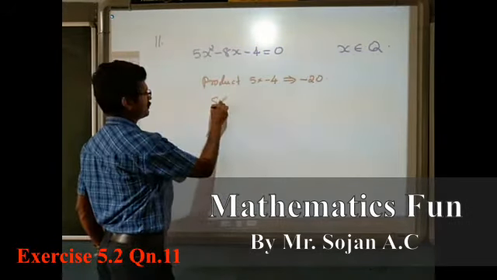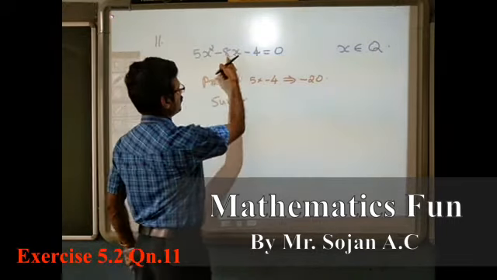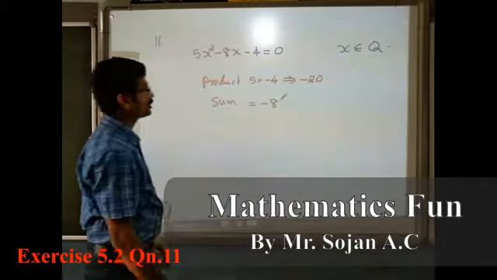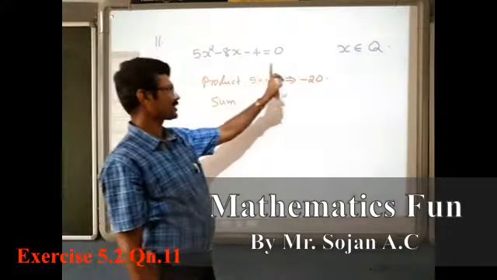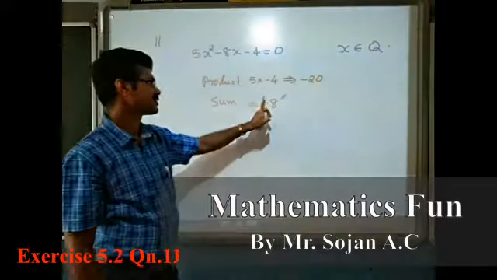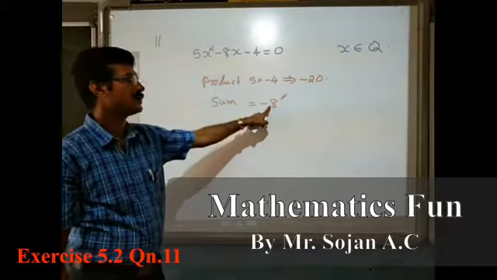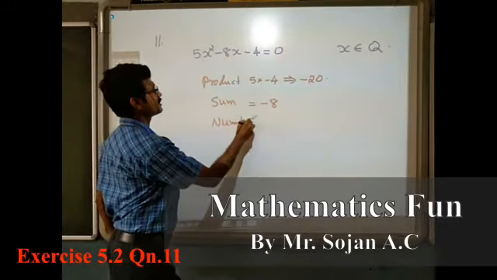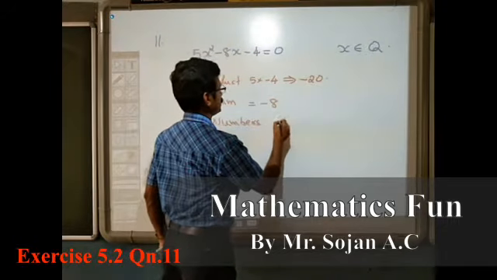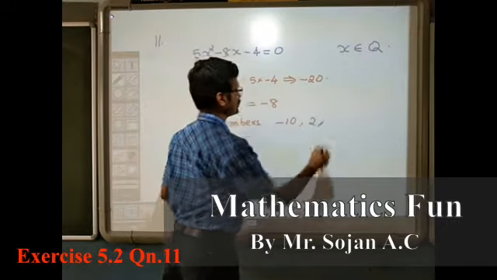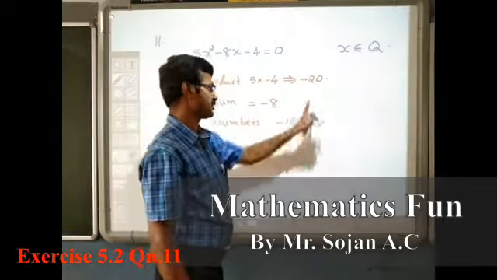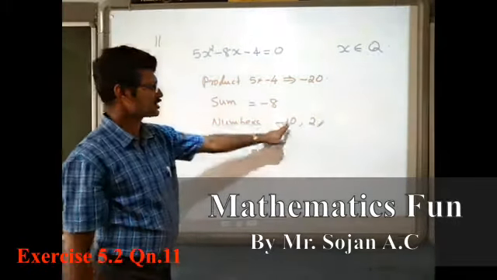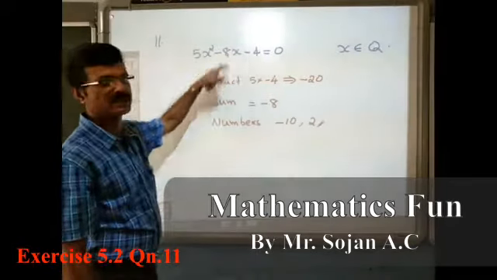And the sum must be minus 8. So we need two numbers whose product is minus 20 and sum is minus 8. So the numbers are minus 10 and 2. See, minus 10 into 2 is minus 20 and the sum, minus 10 plus 2, is minus 8. So based on this, I will break the middle term.